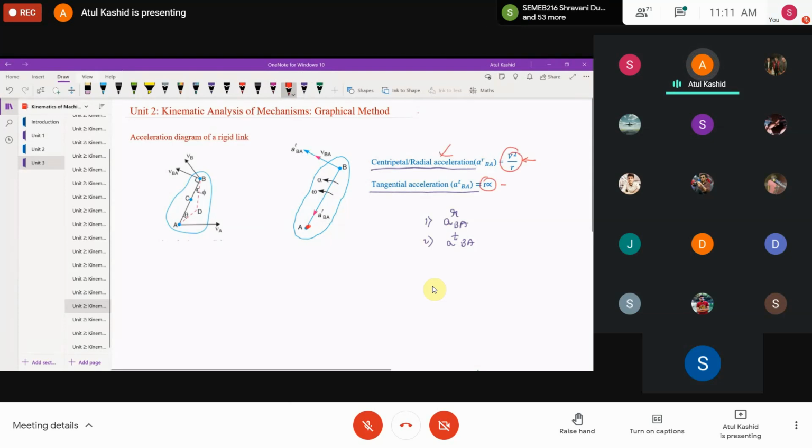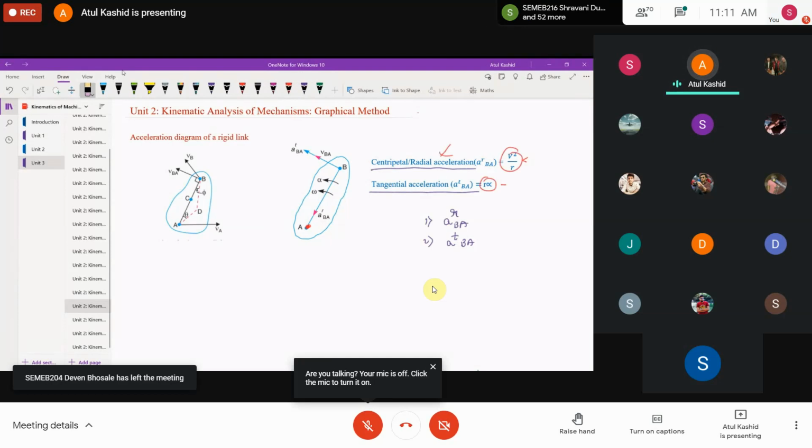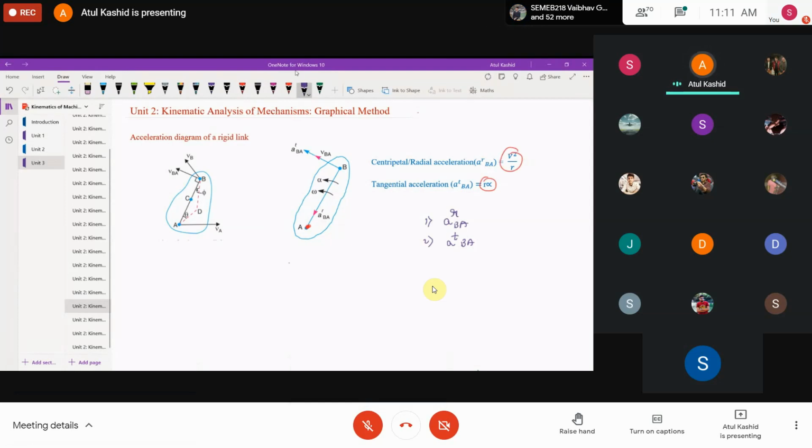R alpha. So very important problems, very important formulas that we are going to use in the numericals, right? We had also seen two special cases. The first special case was when the input link or the crank is rotating with uniform angular velocity. In this case, what happens? Here, when omega is uniform, then we get alpha equals 0. So in that case, the tangential acceleration becomes 0, right?